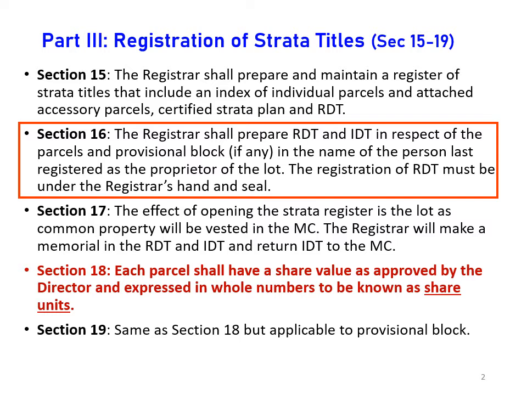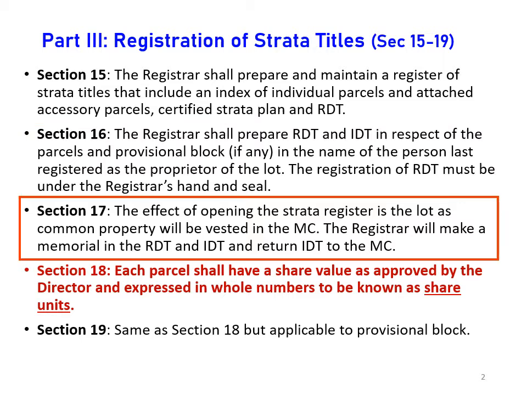Section 17 states the effect of opening the strata register: the lot will become common property. Now, the lot will belong to all the strata owners of the development scheme. Under whose name? It will be under the MC's name. There needs to be a change in the name from the original proprietor to the MC.